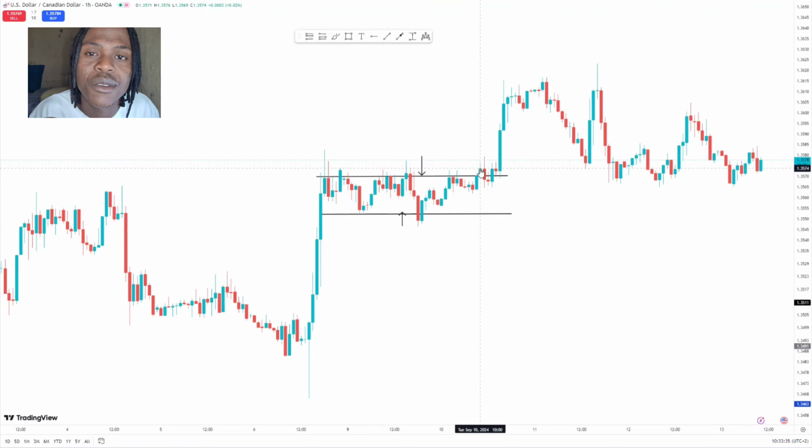But in order for you to be confident with this setup, at least wait for the coming candlestick to trade above the confirmation candlestick. And once you look at it, price did what? Price did actually trade above, right?